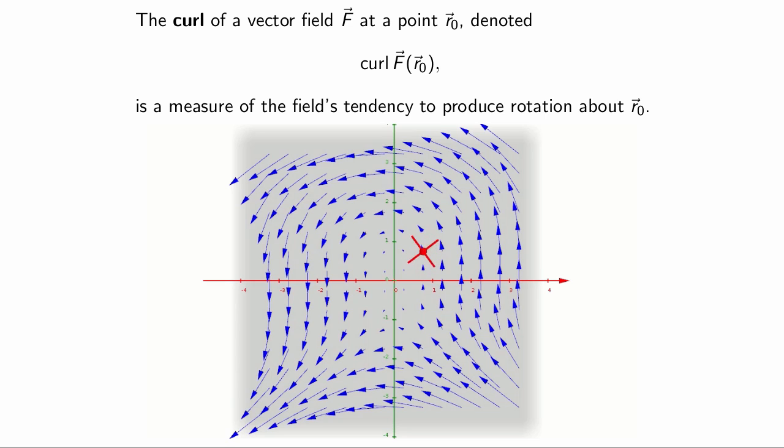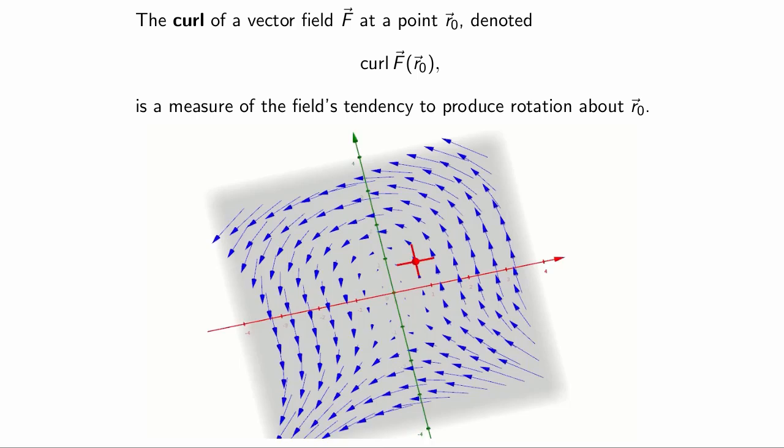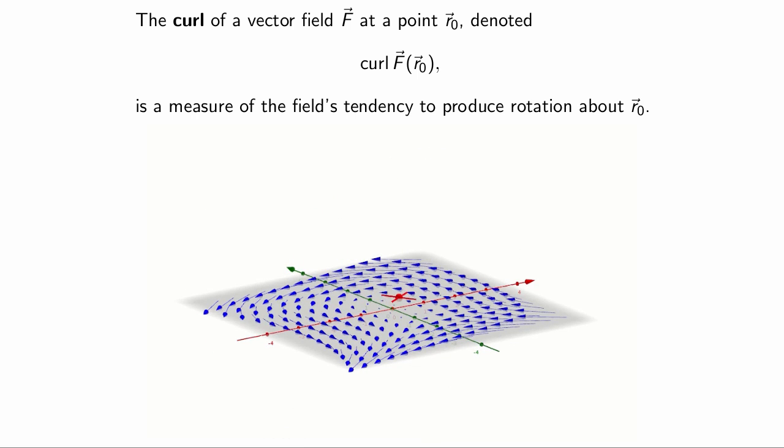Mathematically, it will be useful to define the curl as a vector quantity, so we need to assign it both a magnitude and a direction somehow. Here's how we'll do it. The direction of the curl vector will be determined by the right-hand rule. If you use your right hand and wrap your fingers in the direction of the rotation, then your thumb will point in the direction of the curl vector. Since the wheel is rotating counterclockwise at this point, the curl vector points upwards.